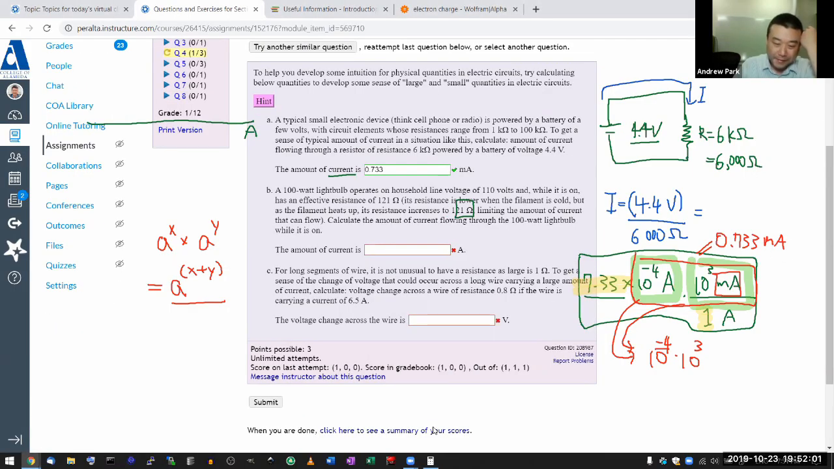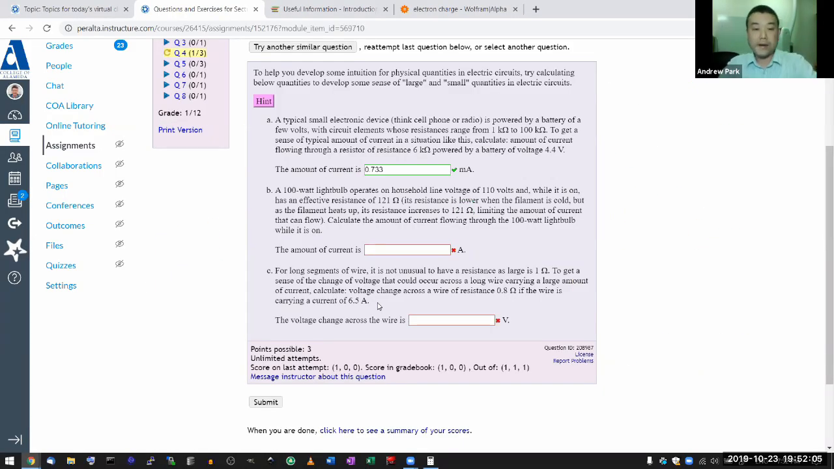All right, clear all drawings. A 100-watt light bulb operates on household line of some voltage. And while it's on, it has effective resistance of some resistance. It says calculate the amount of current flowing through the 100-watt light bulb while it is on. And this is something you are going to read in the chapter, that there's a power dissipated by a circuit. And the power in an electric circuit is given by current times voltage.